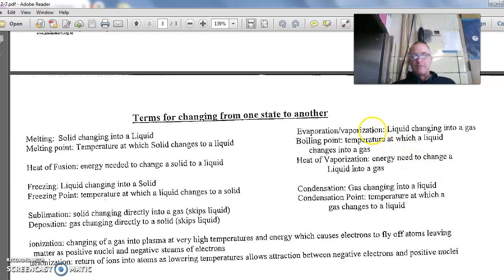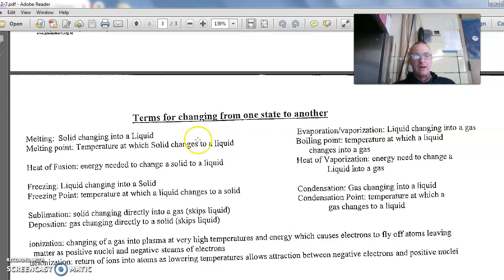Evaporation is happening on its own. Vaporization is when you are making it happen. In order to get a liquid to vaporize, you would add energy into it, endothermic. The process of a liquid changing to a gas is vaporization. The temperature at which that occurs is called the boiling point. The boiling point is the temperature at which a liquid changes to a gas.